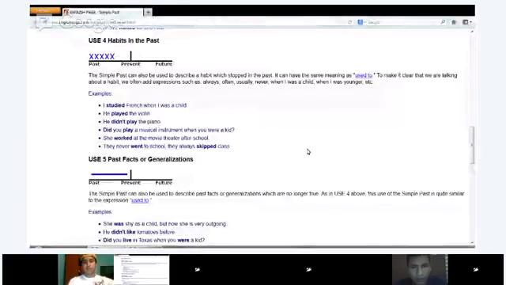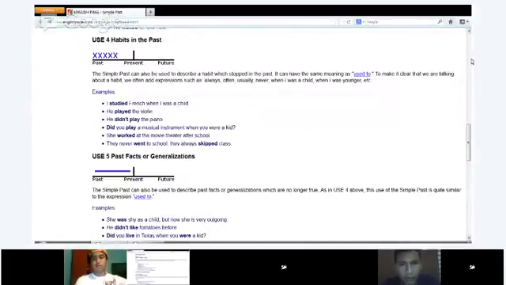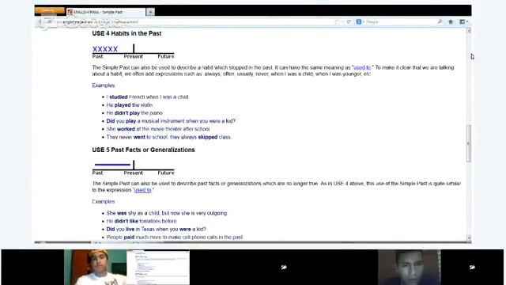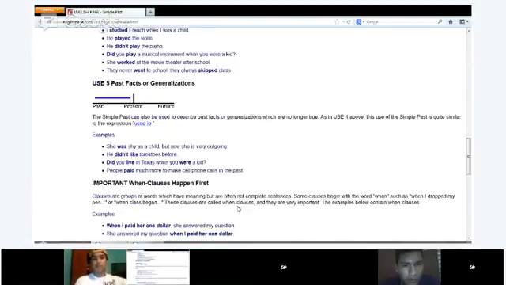I studied French when I was a child. He played the violin. He didn't play the piano. Did you play a musical instrument when you were a kid? She worked at the movie theater after school. They never went to school. They always skipped class. Good, skipped. Awesome. All right, let's go to use number 5.